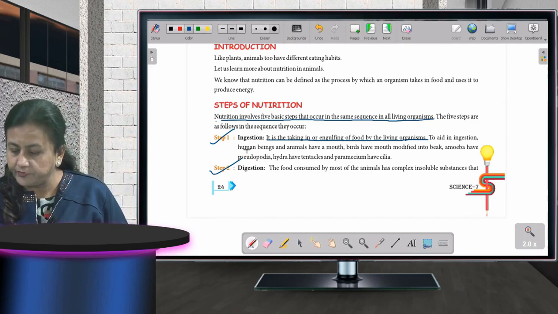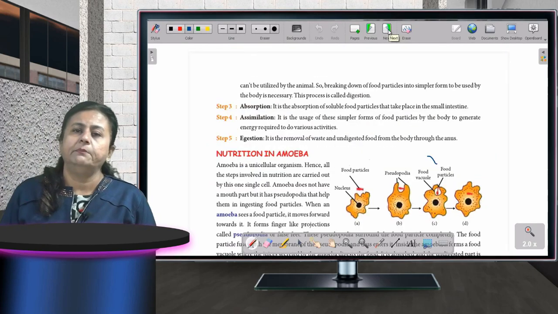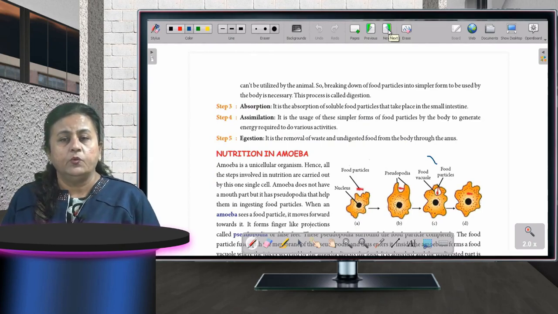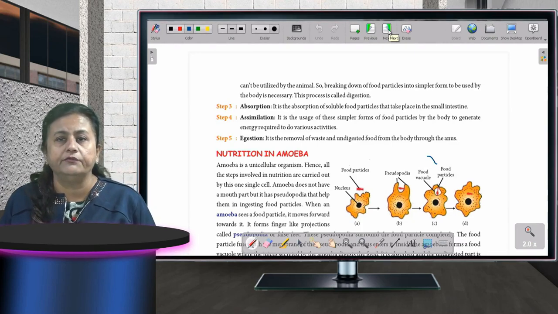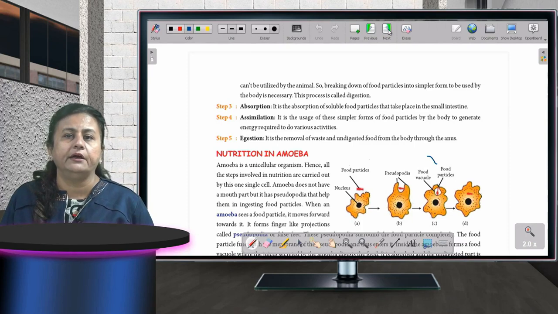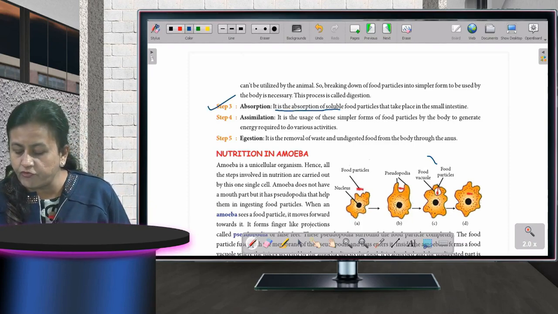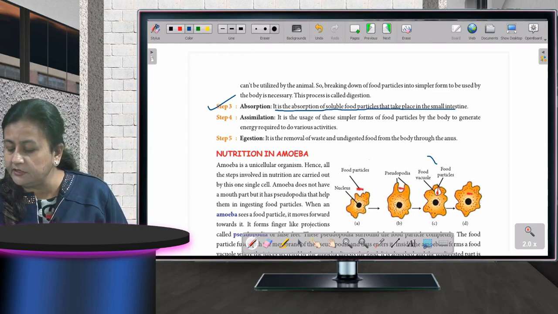The third one is absorption. Now when the food is ready, once the food is broken down into simpler form, it has to be absorbed. And who is absorbing that? The blood in our body is going to absorb it. So it is the absorption of soluble food particles that takes place in the small intestine.